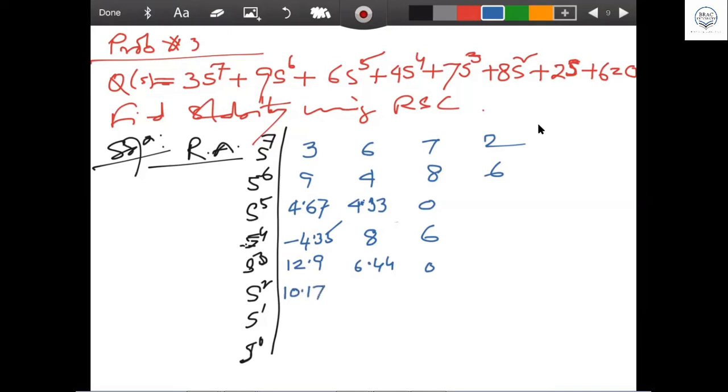Next. 6. What are you doing actually? This one into this and minus this divided by 6. This is 6. Yeah, it is. You don't need to do it actually. Straight away you can put it. Okay, then 6. After that, what?